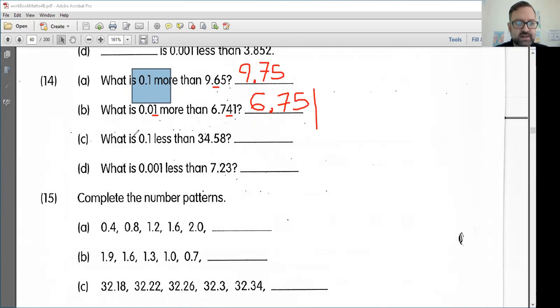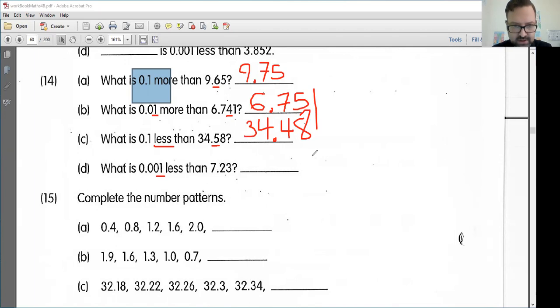Right, next one, letter C. Now I'm subtracting, we want to know what is less. So I'm looking at my number in the tenths place, which is a 5, should be 34.48. All right, now I have 0.001. We're subtracting 1/1000 from this number.